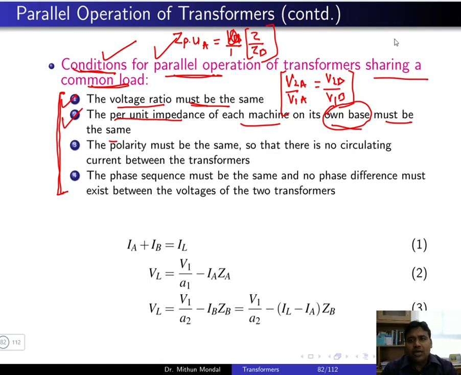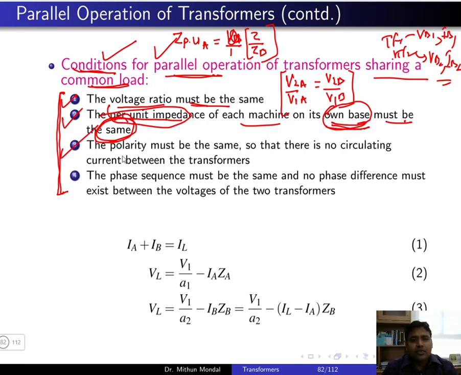So you have two transformers, transformer 1 and transformer 2, and both have their own base. Transformer 1 has voltage base 1 and current base 1, and transformer 2 will have voltage base 2 and current base 2. So you obtain the per unit impedance of each transformer and it should be the same. The per unit impedance calculated for each transformer on its own base should be the same.